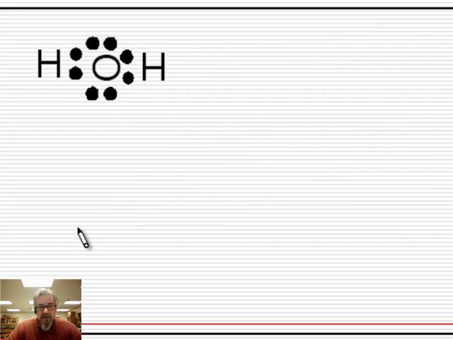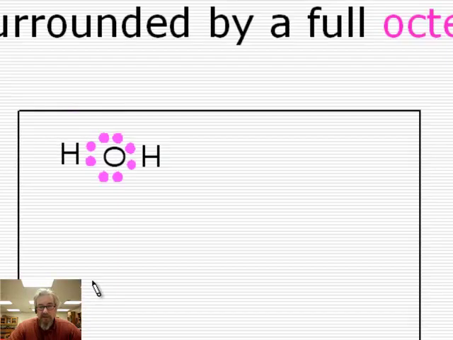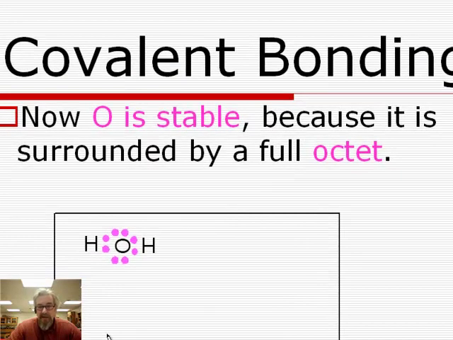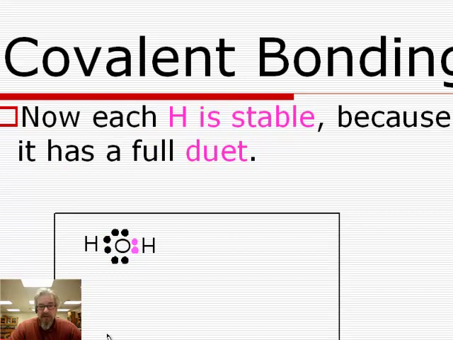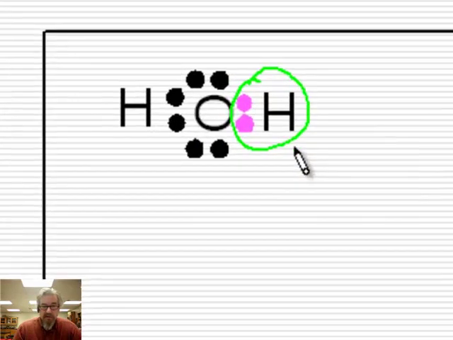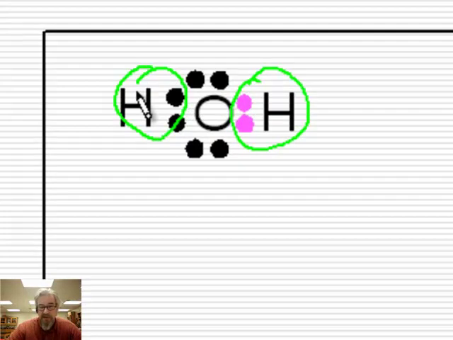With the atoms arranged in this way, we now have some stability. The oxygen is stable because it's surrounded by a full octet, a full 8 electrons. And that's stable for almost all elements. Each of the hydrogens is stable because it has a full duet, a pair of electrons. This hydrogen looks like it owns a pair of electrons. This hydrogen also looks like it owns a pair of electrons, and that's stable because that's what helium has, and that's the closest noble gas to hydrogen.